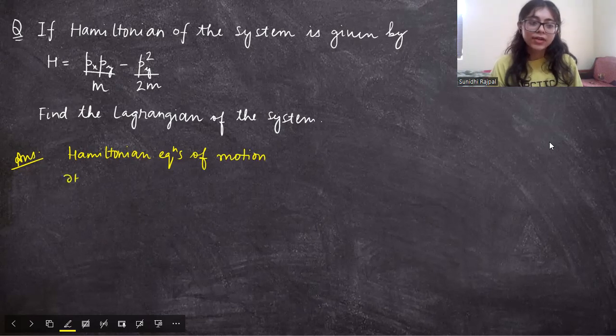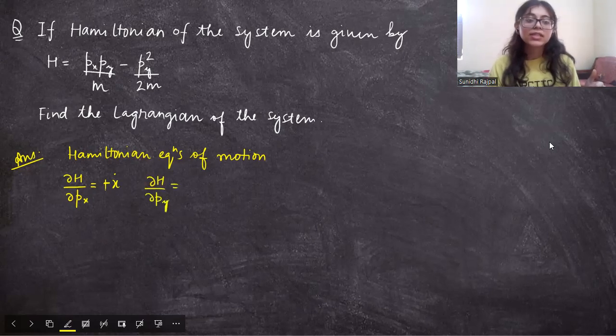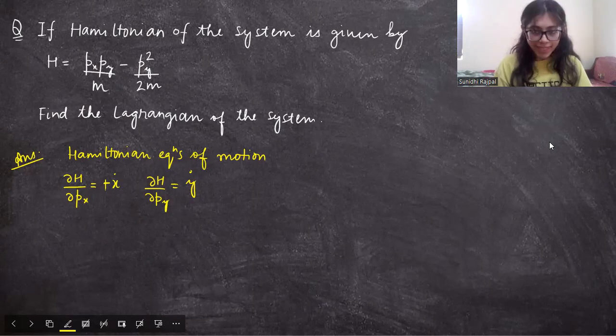So I have ∂H/∂px is equal to x dot. No, it is not with a negative sign. Okay, and we have ∂H/∂py is equal to y dot. We have these equations, and now we will use these expressions to find a relation between x and px, x dot and px basically.